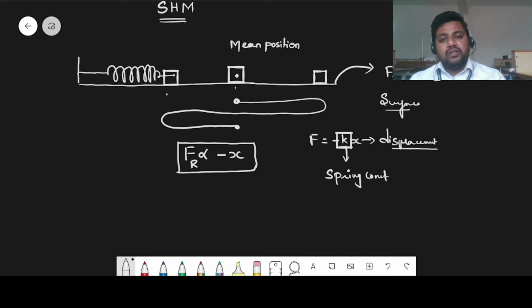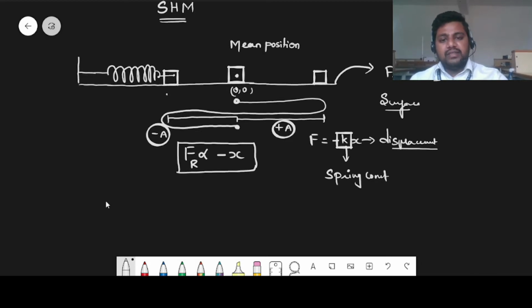If this is the mean position, this is your origin. Now, from this point, it can be going in either direction. The maximum amplitude that it can go is taken as plus a, and in the negative extreme, the amplitude can be written as minus a. The velocity of the object at every point will be different.